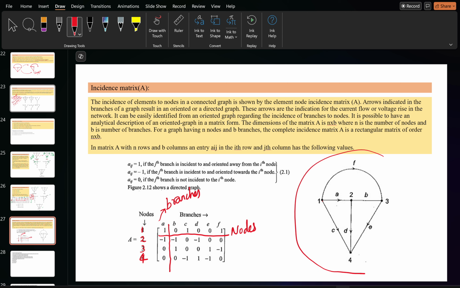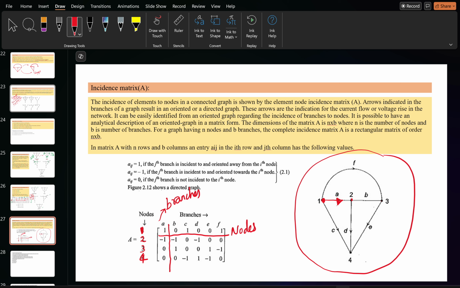So this is the graph. There are four nodes. Write it like this, 1, 2, 3, 4. And in the column, write the branches, A, B, C, D, E. And go to the particular node and check how the directions are. Suppose a branch is directed out of that node, it will be considered as positive.